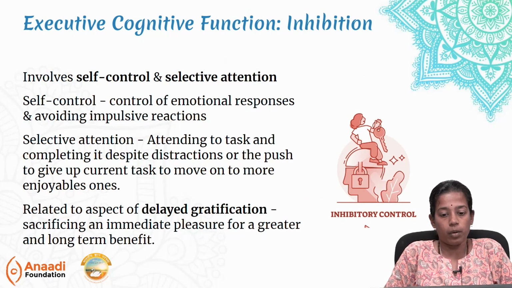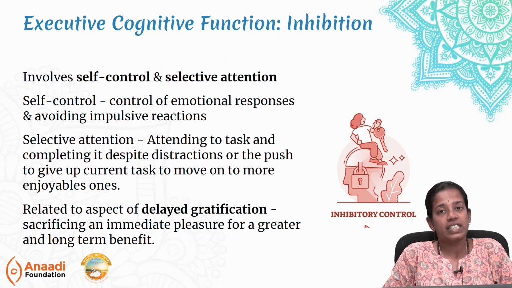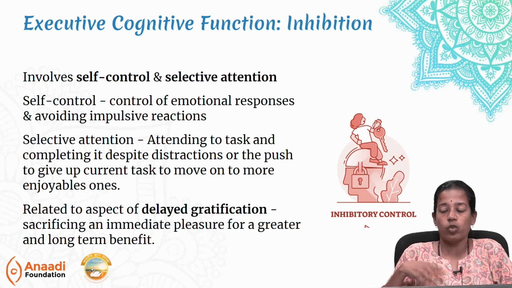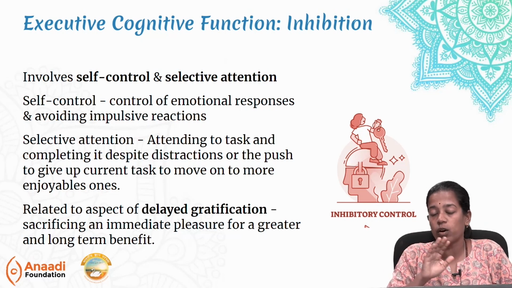Now, let us talk about executive cognitive function, specifically inhibition. Inhibition has 2 aspects, self-control and selective attention. Self-control we all know, a controlled, balanced or regulated way of emotional response and avoiding impulsive reactions. We do not go and offload our anger on somebody else. Selective attention is attention to a task and focus on completing it without any distraction.